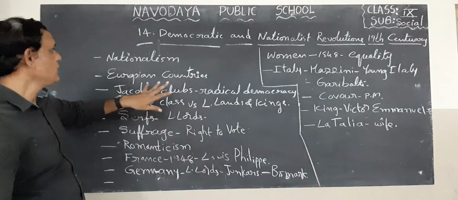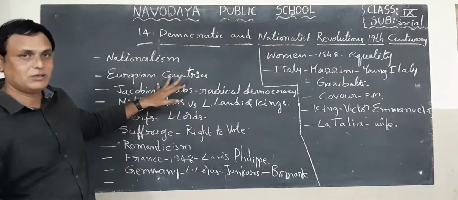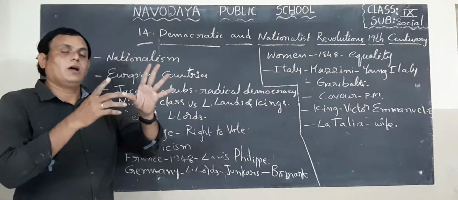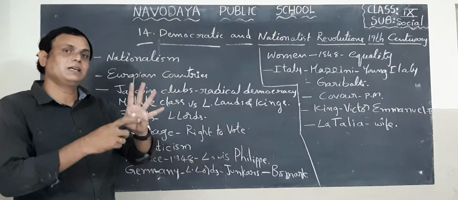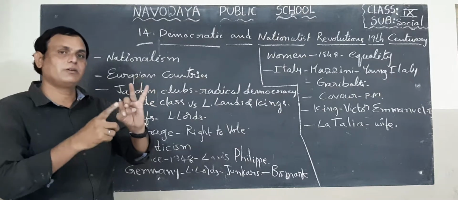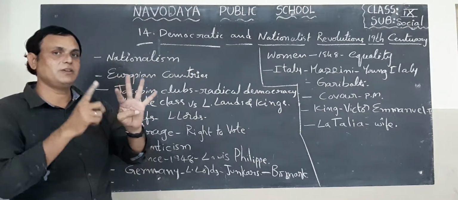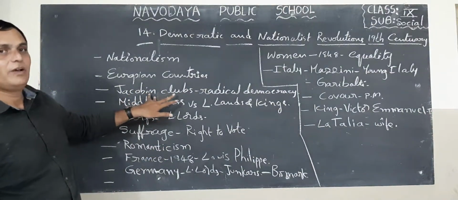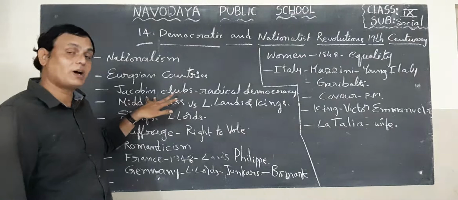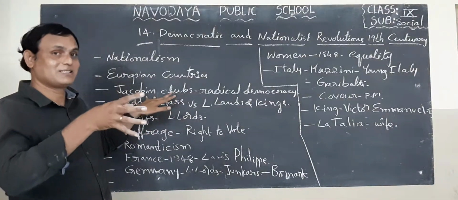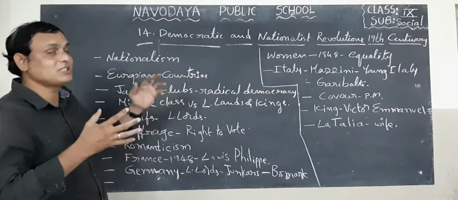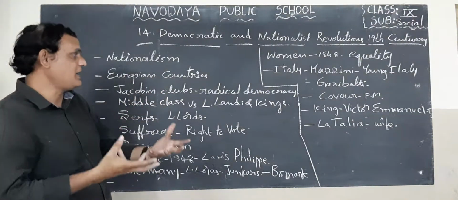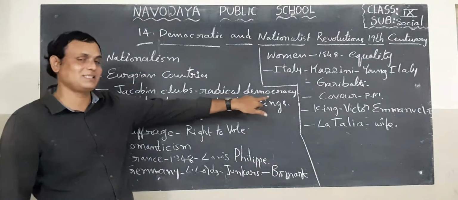Okay, next one, European countries. I already said what the European countries are. In this lesson, I spoke about Germany, France and Italy. Here, Jacobin clubs. Jacobin clubs we can see in France. What did this Jacobin club do? Actually, their ideology is radical democracy.